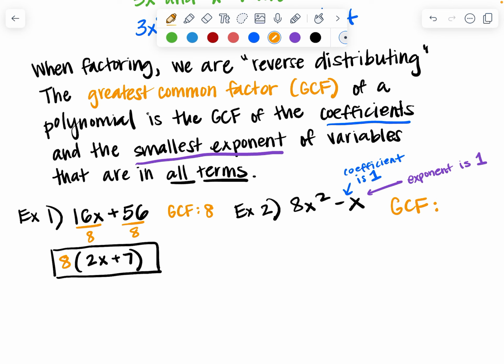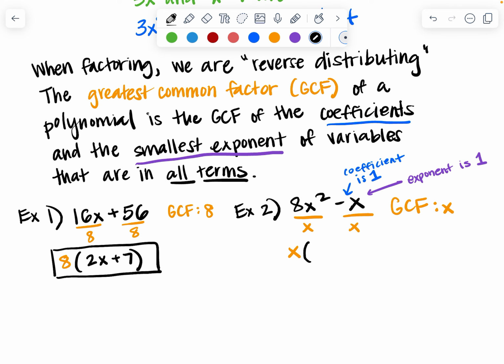Both terms have x, so I'm going to select the one with the lower exponent, which would be just x, the one that has the exponent of 1. So this is what I'm going to divide by, and it moves to the outside of the parentheses. Now, remember when you divide variables with exponents, you're going to subtract the exponents.